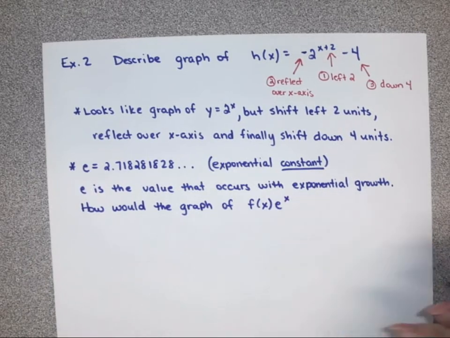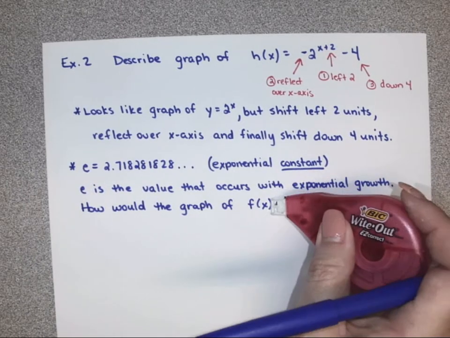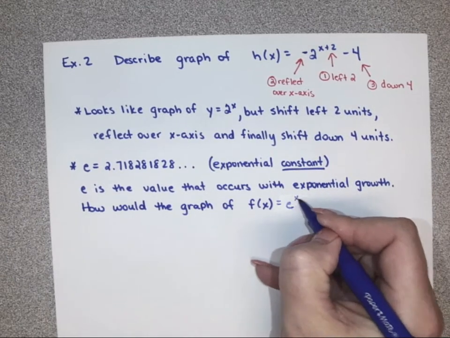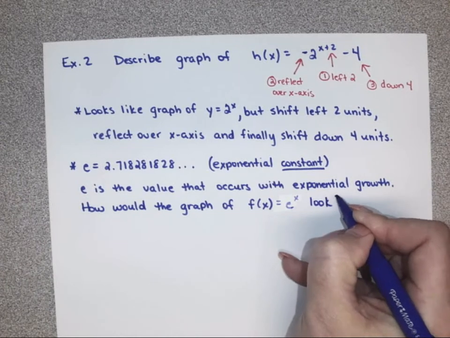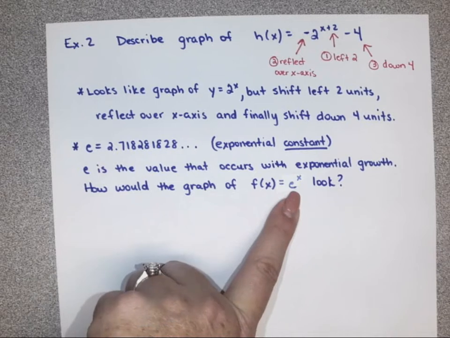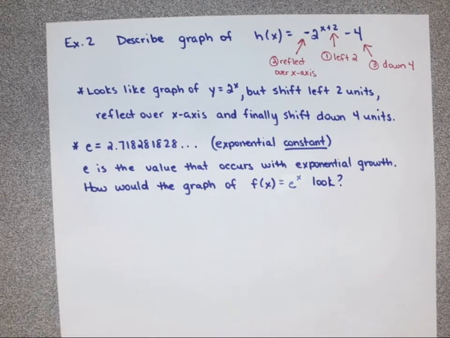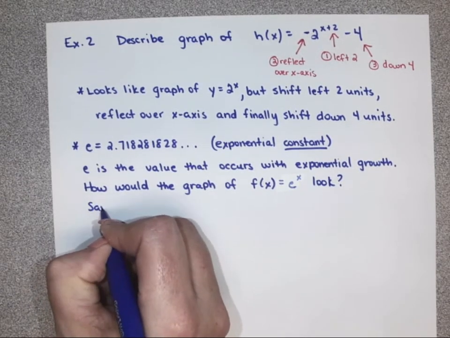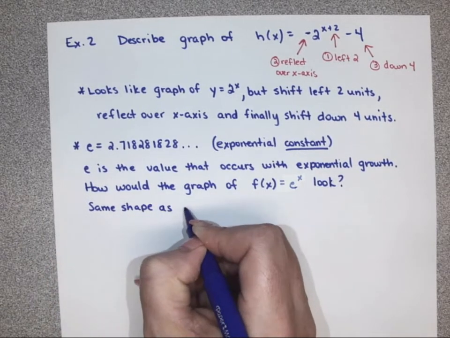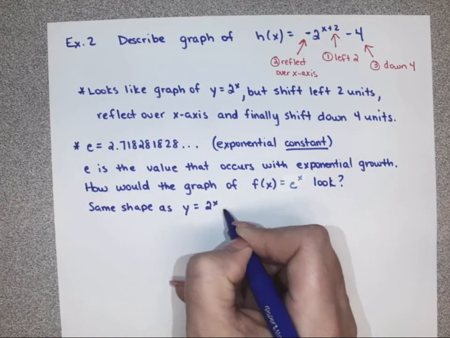So without graphing it, I want us to think about how e to the x power would look if we were to graph it. We've already graphed kind of a close version of this today, right? So which one would be really close to what this e is that we've already graphed today? The 2 to the x, right? So it'll be the same shape as y equals 2 to the x, but with what change?